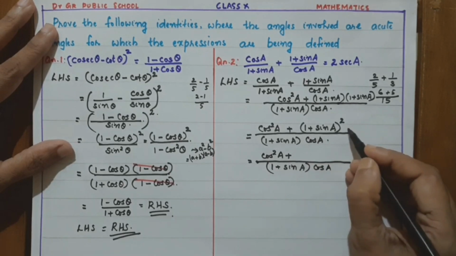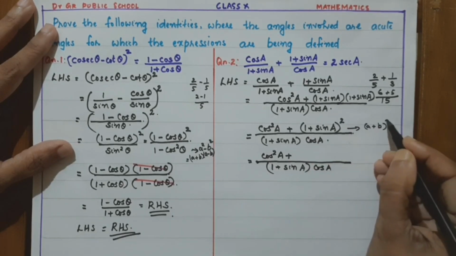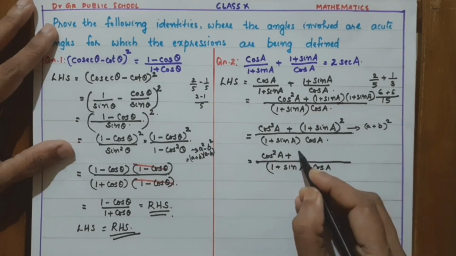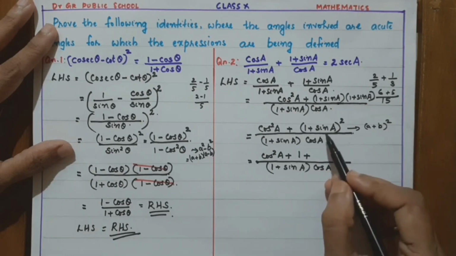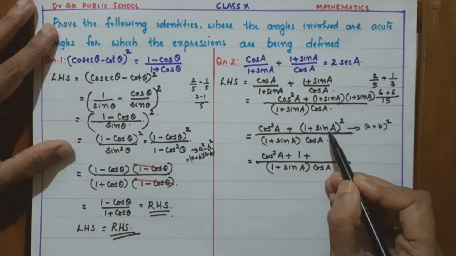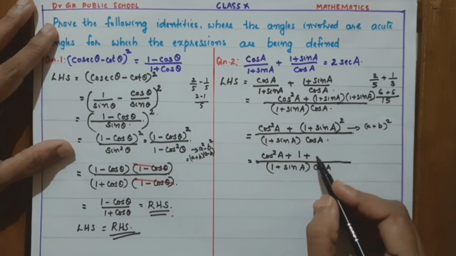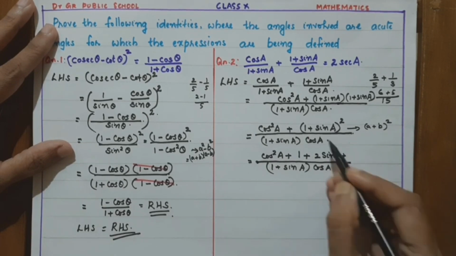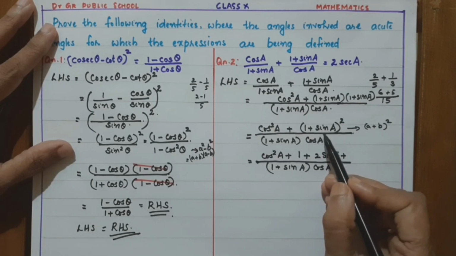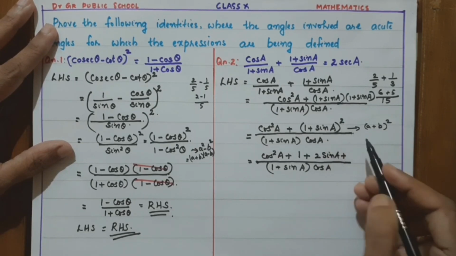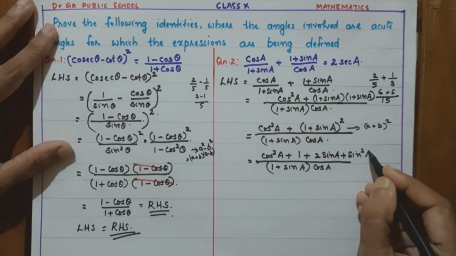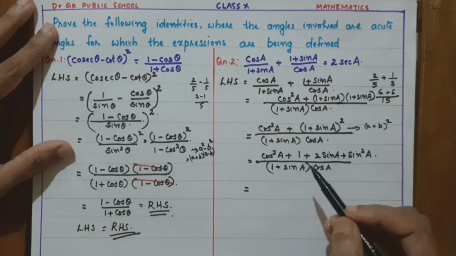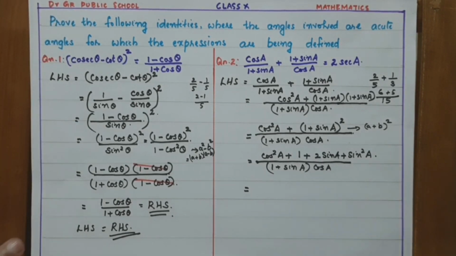Which identity form? A plus B the whole square. What is A plus B the whole square? A square, that is 1 square is 1, plus 2AB. 2AB means 2 into A into B. Here A is 1, B is sin A. So 2 into 1 into sin A, 2 sin A, plus then B square. B square is sin A the whole square. What is sin A the whole square? Sin square A.